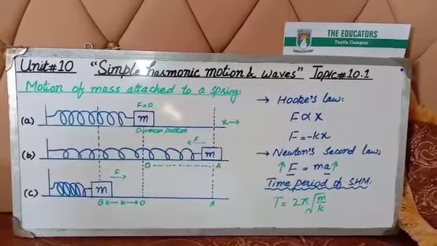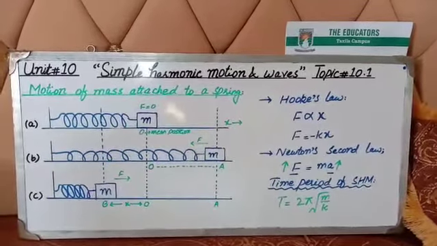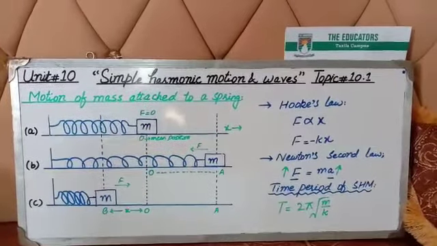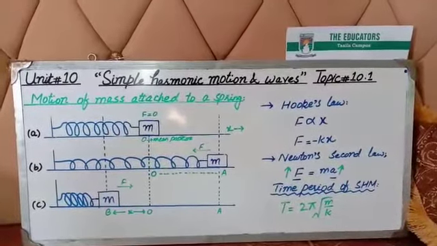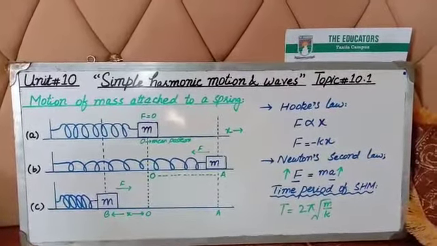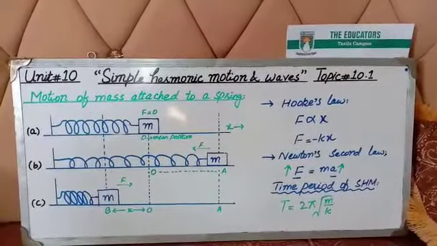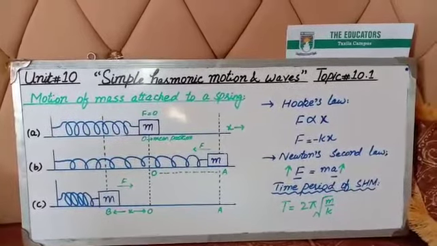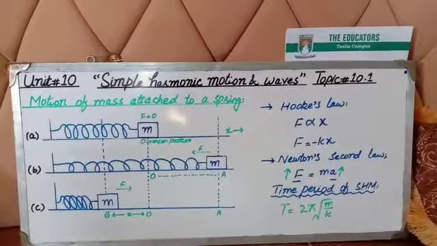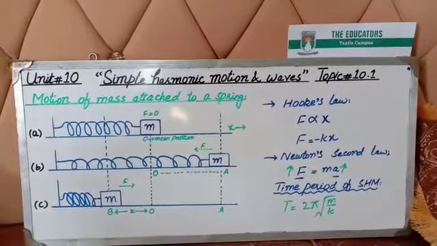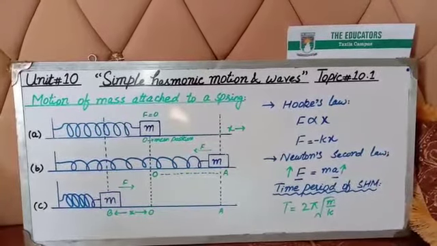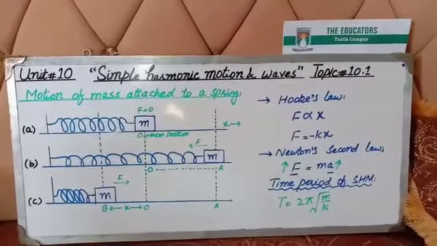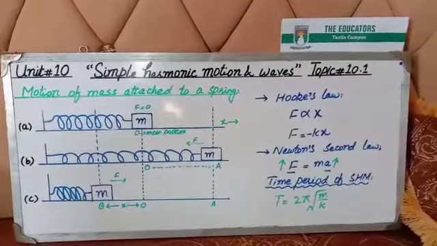So, simple harmonic motion occurs when the net force is directly proportional to the displacement from the mean position, and it is always directed towards its mean position. Many bodies oscillate, many bodies vibrate, but if a single point enters into that motion, then we call it simple harmonic motion. What is that point? That point is the mean position. The body always vibrates about its mean point. Then we call that motion a simple harmonic motion.